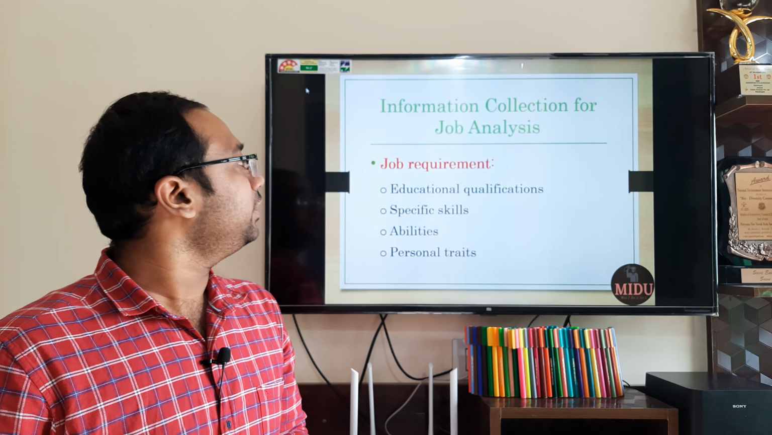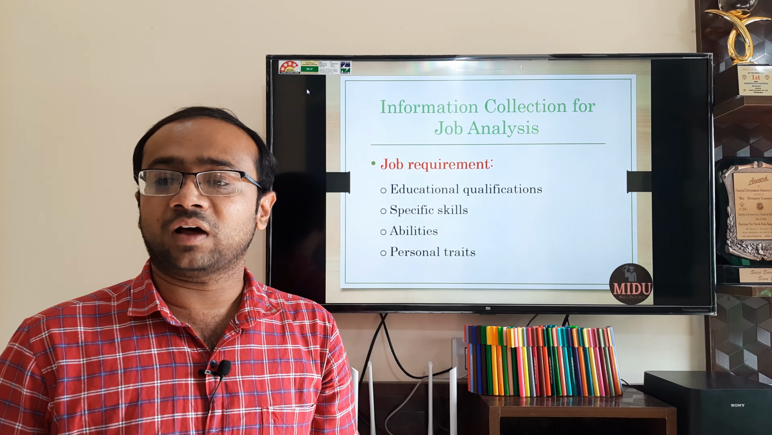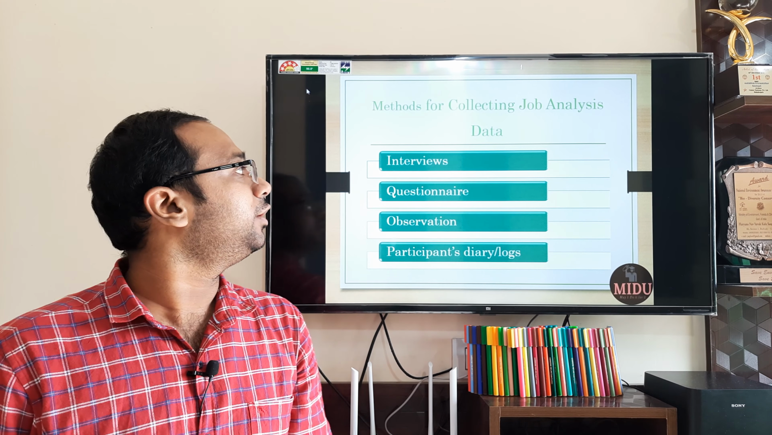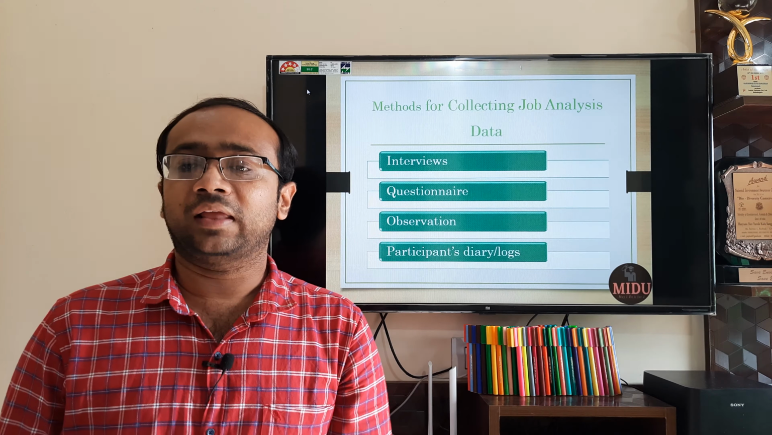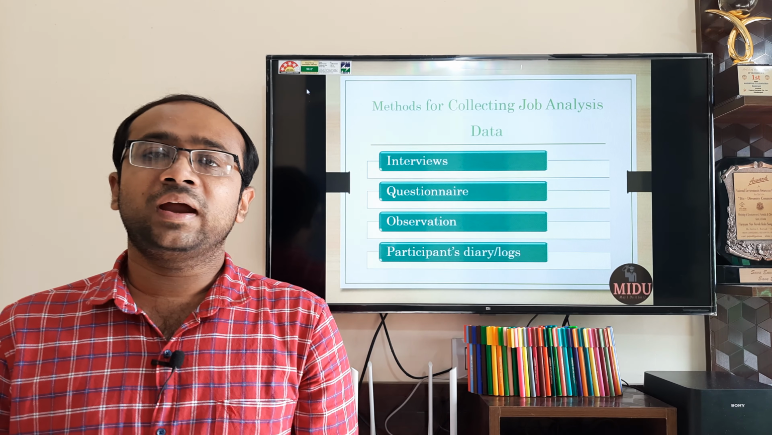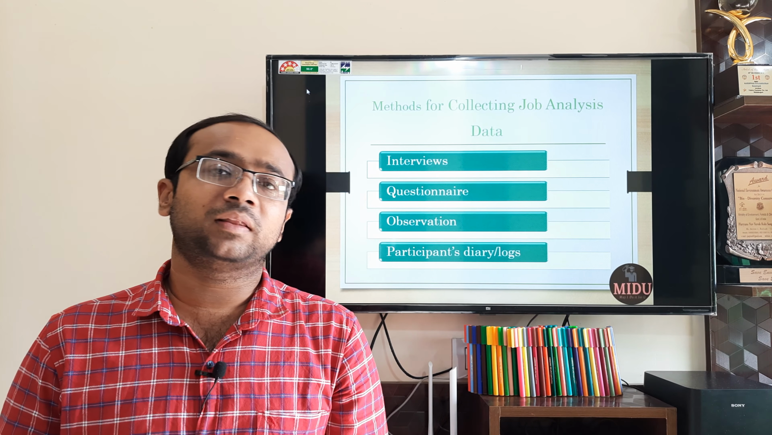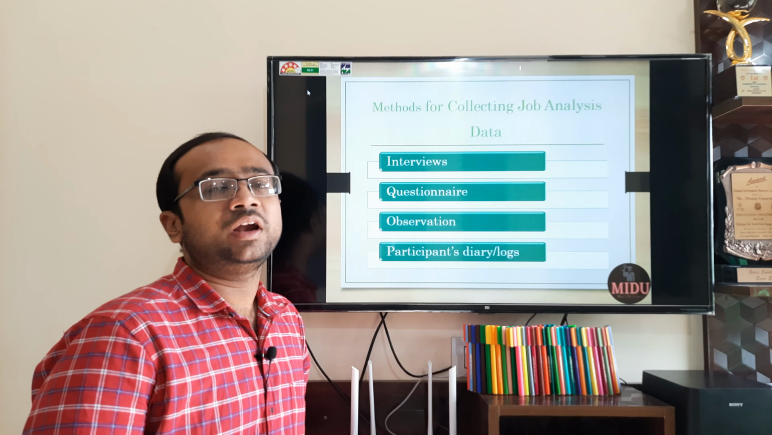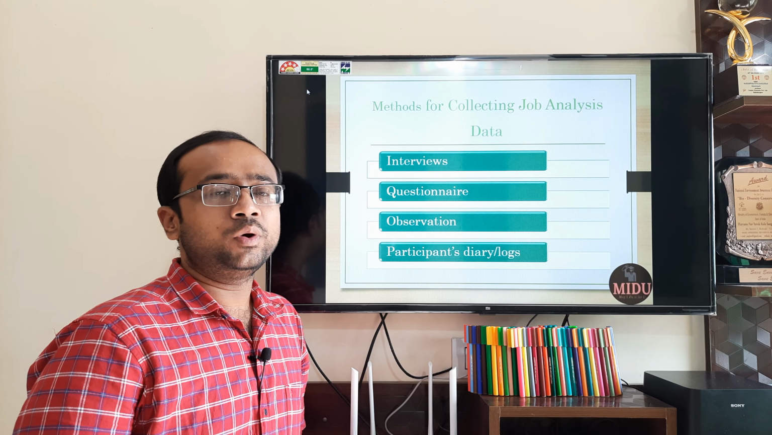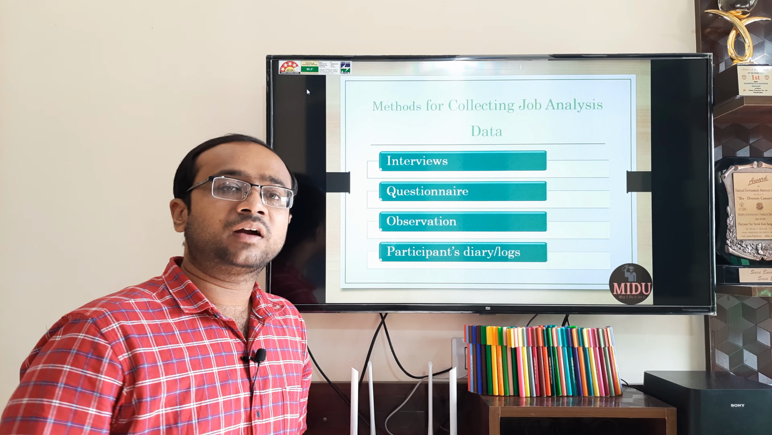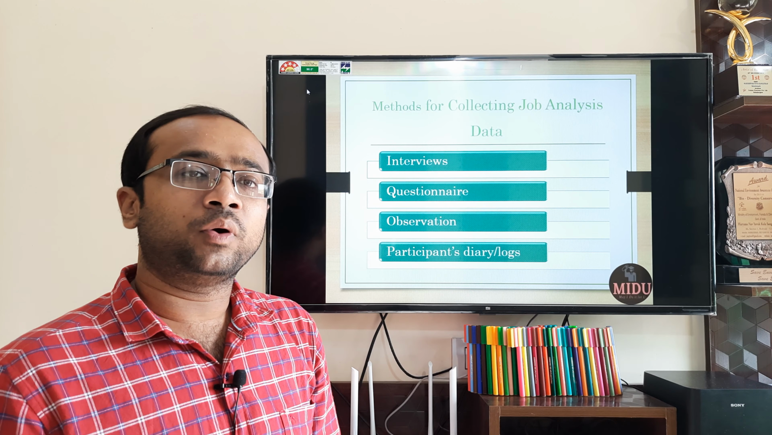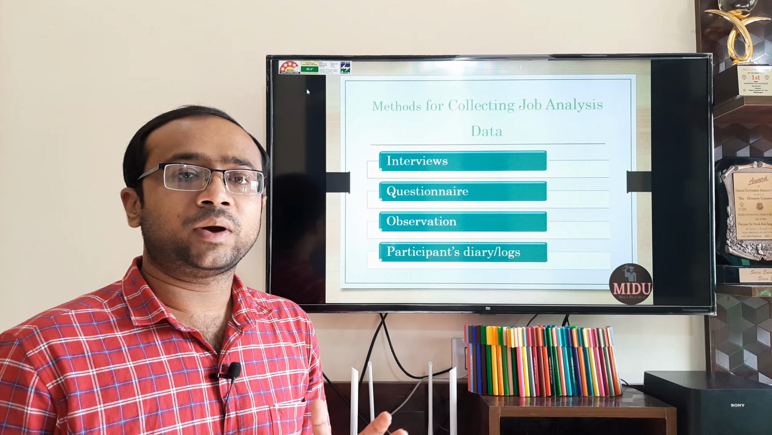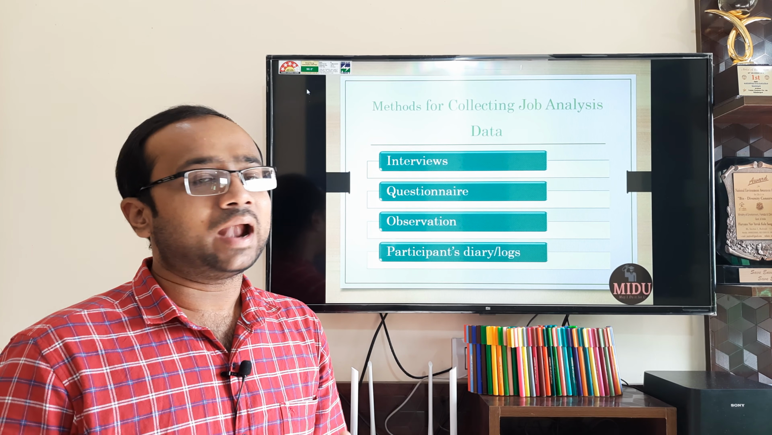Next, after we have defined the job content, context and your job requirement, then we need to collect the data for job analysis. To collect this particular data, there are 4 particular methods which we need to study. Let us discuss them. First is your method of interview. So in interview, what happens is the person who is carrying out the activity, he conducts the interview. He asks the employees about their work, about their job, about the things that they do, and all that requirements. One-to-one interview takes place and that is documented.